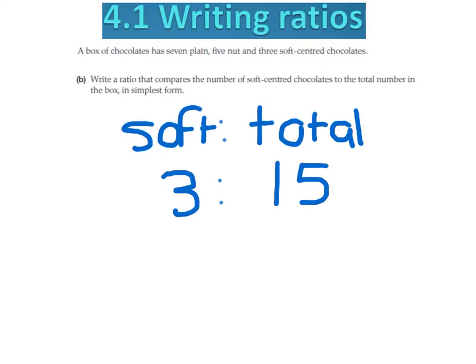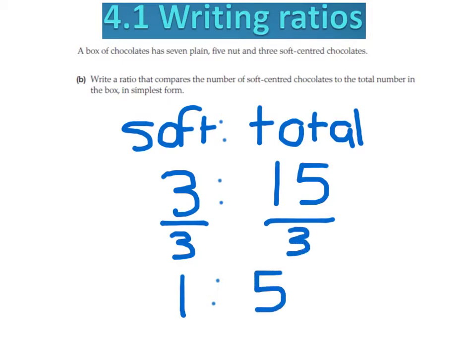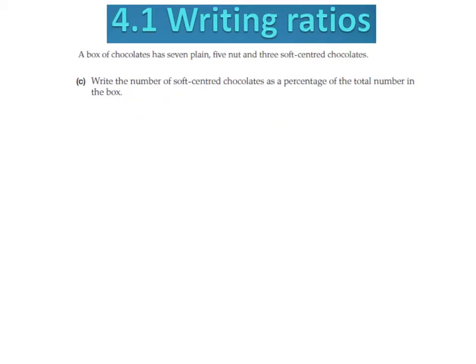3 is a prime number, but 15 isn't, so I'm going to see if 3 goes into 15. In this instance it does, 5 times. So 3 divided by 3 is 1, and 15 divided by 3 is 5. So I've simplified this to 1 to 5.